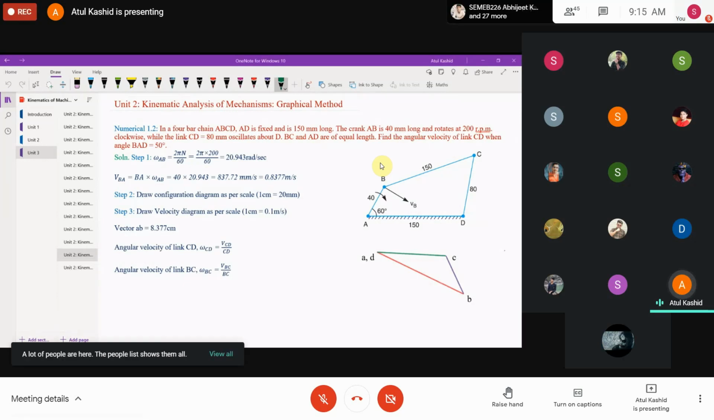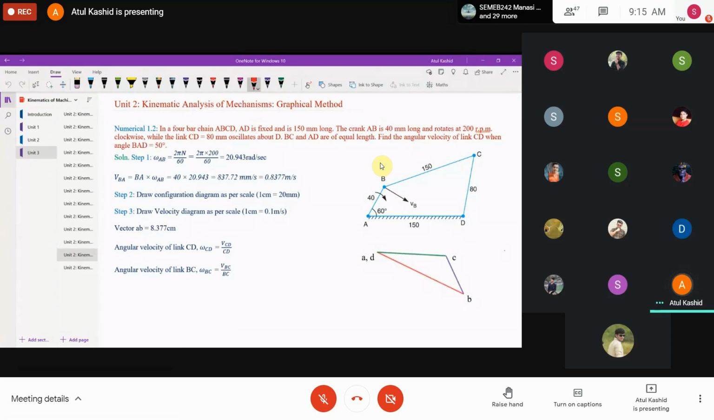Okay, so this is the graphical method, and in this method we are analyzing the velocity and acceleration in the mechanism, right? So yesterday we started with one numerical, and in that numerical we saw that a 4-bar ABCD mechanism was given, in which link AD was fixed, right? Which was 150 long. The crank AB was given 40 long and rotates at 200 RPM, right?